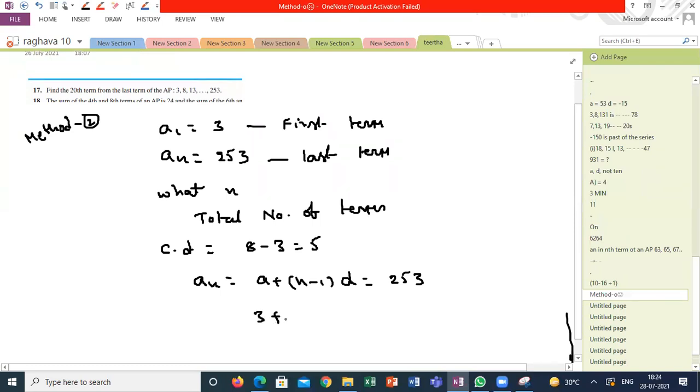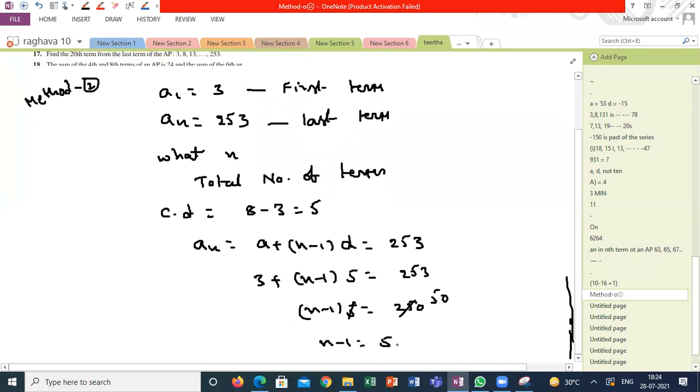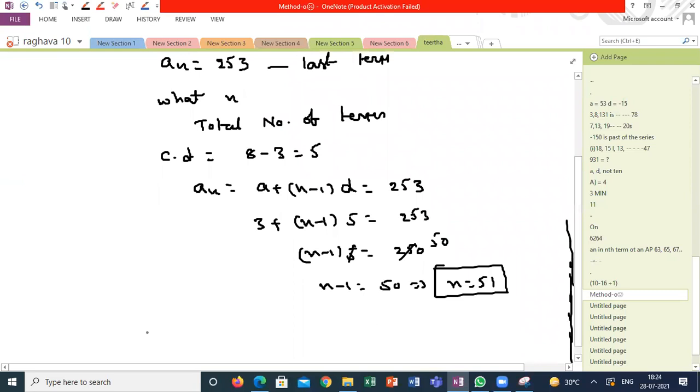So 3 plus n minus 1, because I don't know the n value, into d, which is 5, equals 253. From here, n minus 1 into 5 is equal to 250. 5 50s, so n minus 1 is equal to 50, n is equal to 51. Now I got the total number of terms. So from last third one: 1, 2, 3, and so on, 51. Before 51, 50. Before 50, 49. Before 49, 48.